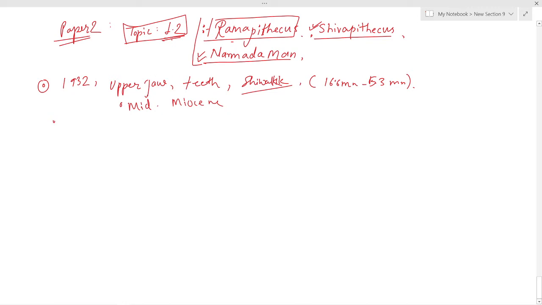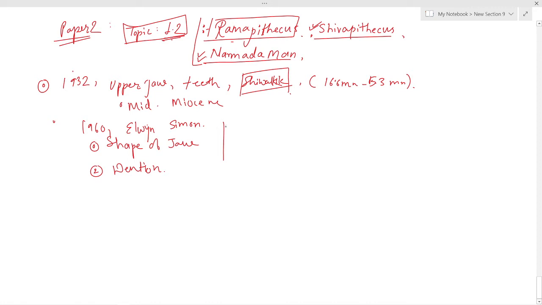In the year 1960, Elwyn Simons, a paleontologist from Yale University, joined the fragments together and studied them on the basis of two parameters: the shape of the jaw, and the second parameter, dentition, that is tooth organization. He concluded that this fossil found in Shivalik Hills represented the first step in the evolutionary divergence from common hominid stock.